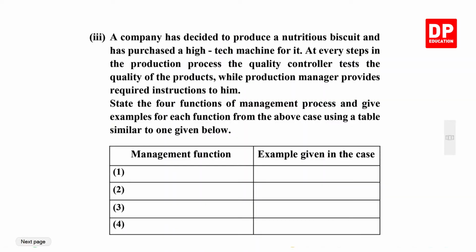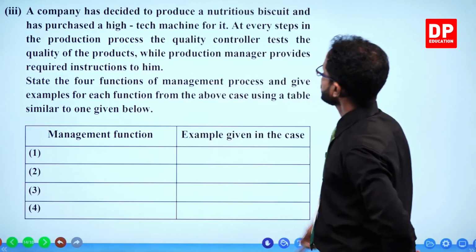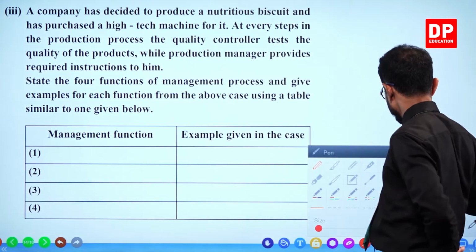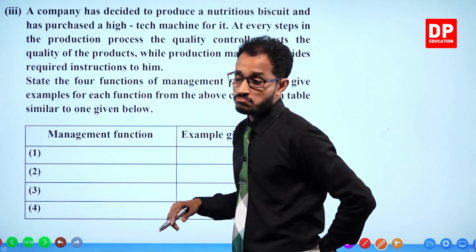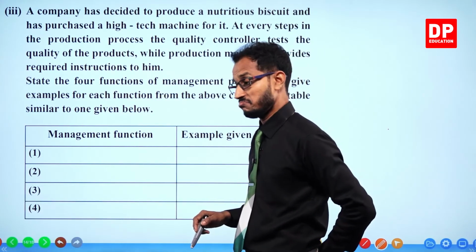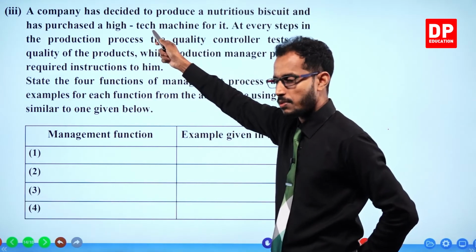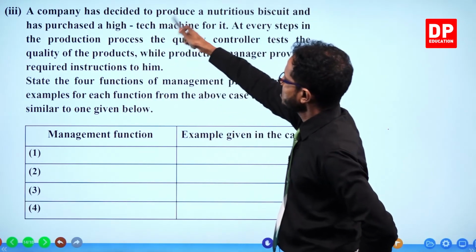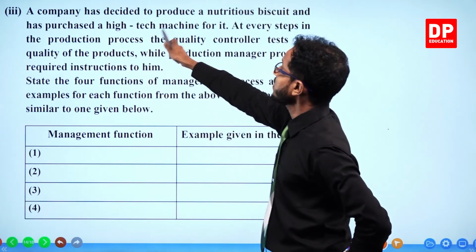Third one, target market is an important thing. You better remember that. A company has decided to produce a nutritious biscuit. Very nice. I feel like having a tea now. Nutritious biscuit. Okay. Well, I'm going to have a tea. No problem. Company has decided to produce a nutritious biscuit and has purchased a high-tech machine for it.